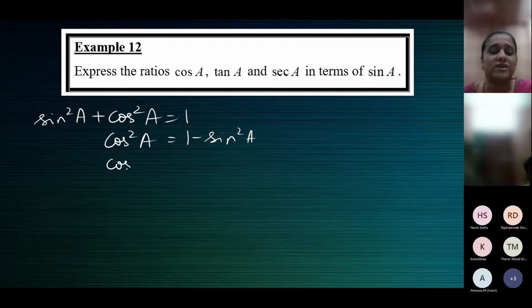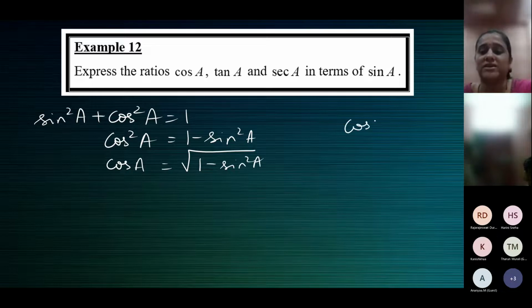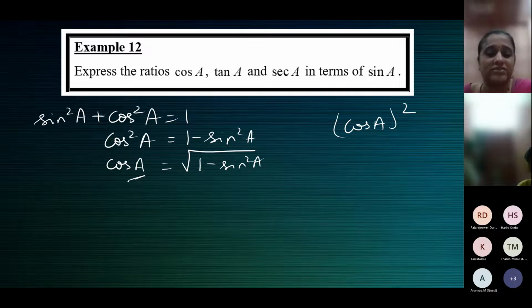So what is cos A then? Cos A is equal to the square root of 1 minus sin square A. Very good, because cos square A is nothing but cos A the whole square. So cos A the whole square is equal to 1 minus sin square A, so cos A is equal to the square root of 1 minus sin square A. And here we have written cos A in terms of sin A.